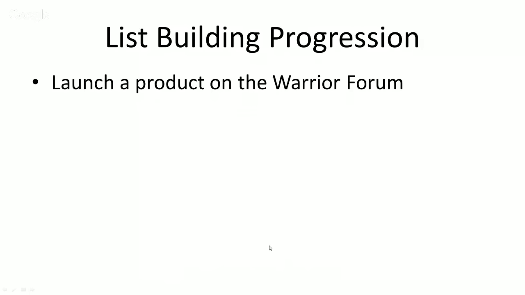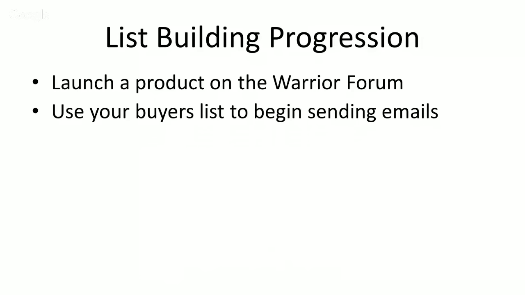Okay, so let's say that you launch a product on the Warrior Forum and you get some sales, and then you're going to have a buyer's list. I showed you that a couple of weeks ago: whenever you launch a product, you are going to have a buyer's list, because you're going to set up your autoresponder so that whenever you get a sale, that person is put on your autoresponder. Okay, so does everybody understand what I just said?